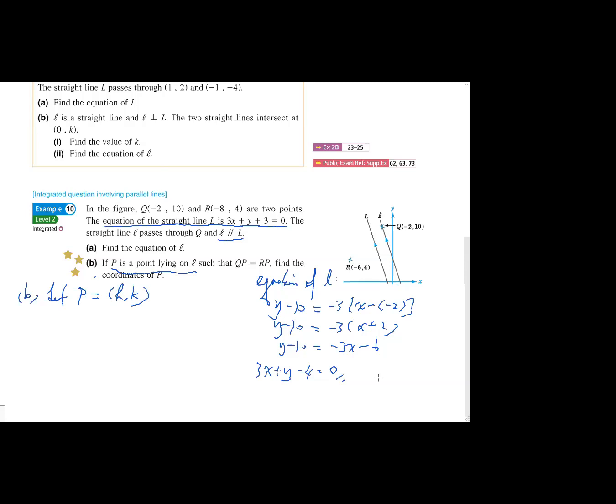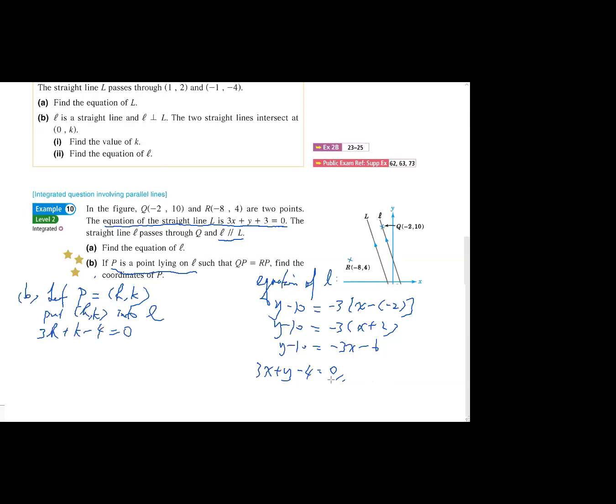Now what we are going to find is the coordinates of P, which means that we need to find h and we need to find k. We need to find the values of the two unknowns, h and k. Okay, we have two unknowns, so we need two equations to solve the two unknowns. So what is the first equation? It is that P is a point lying on L, which means that we can put (h, k) into L. Okay, so the equation of L has been found in part A, which means that 3h plus k minus 4 is equal to 0.